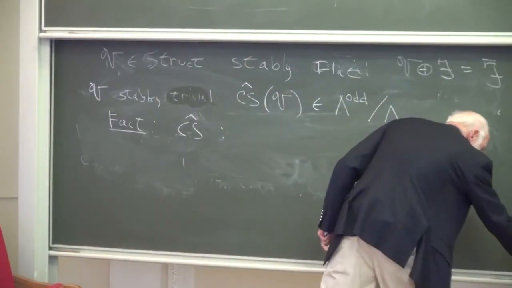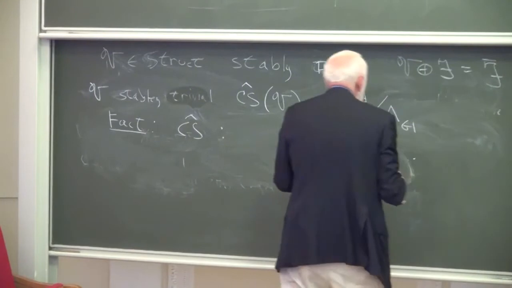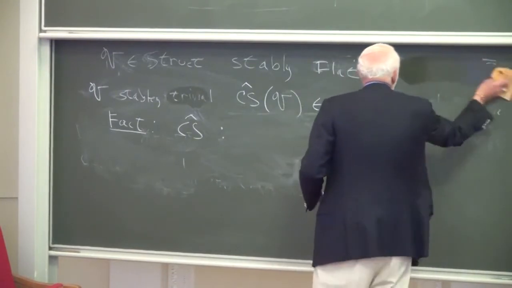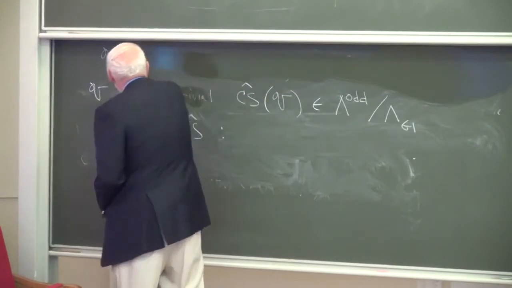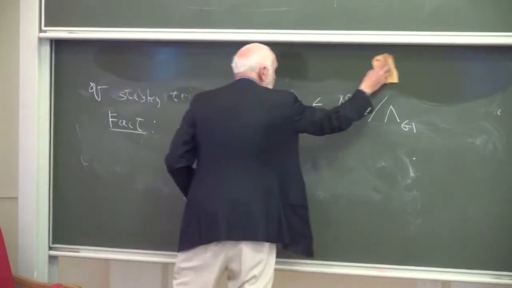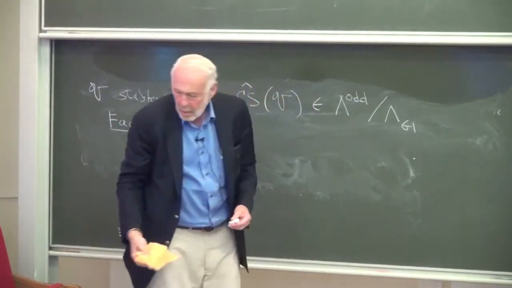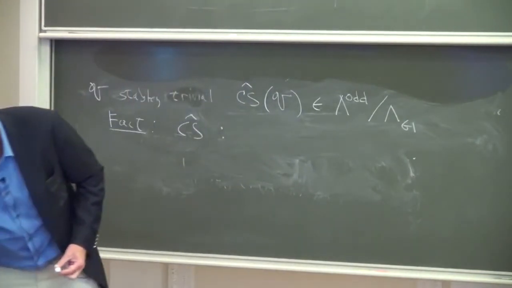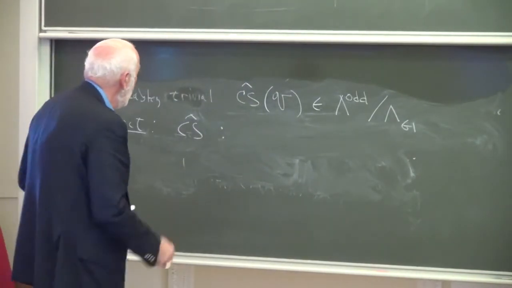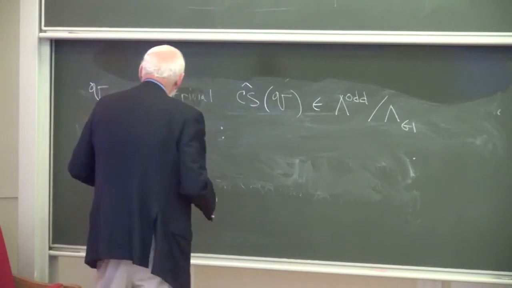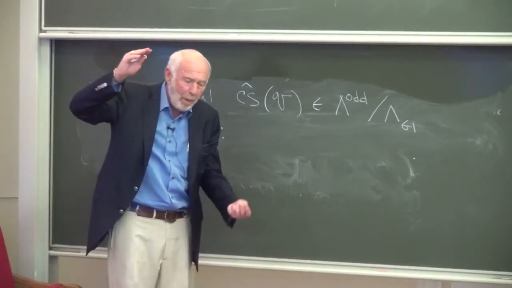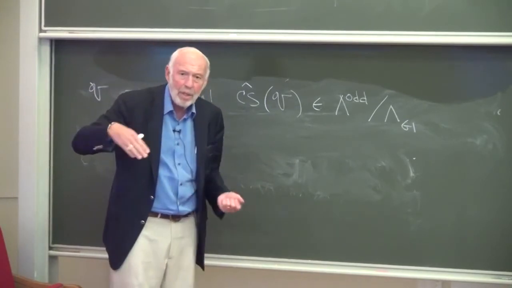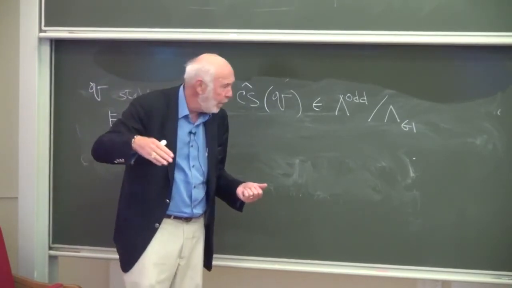Forget the stable. If you have a bundle which is trivial and a connection on it, trivialize the bundle, take the CS term. If you change the trivialization, you change it by lambda GL. The CS term will change by lambda GL. So that's it. And in fact, I just sort of waved my hands and showed how you do it if the bundle is trivial, but it works even if it's stably trivial as a bundle.